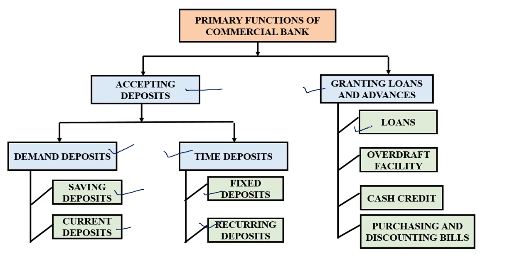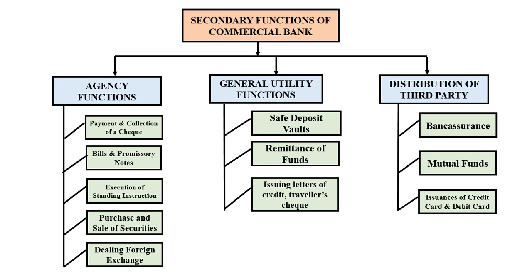There are three types of loans which bank gives: short-term loan, medium-term loan, and long-term loan. There is overdraft facility. Overdraft facility is usually given to current account holders. Cash credit and purchasing and discounting of bill. So these were the primary functions of commercial bank. Today in this video, we will discuss the secondary functions of commercial banks.